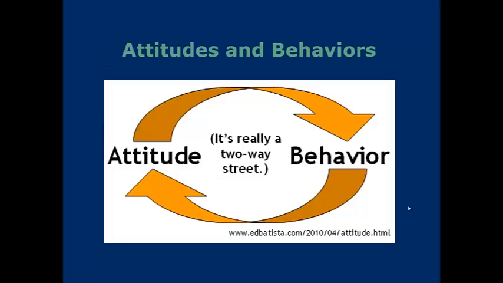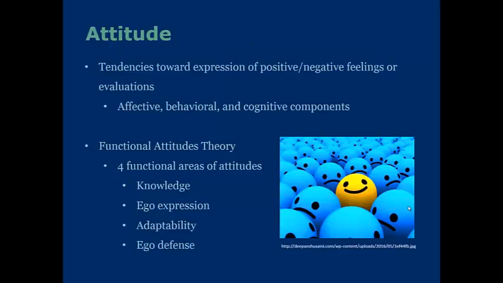Attitudes and behaviors are very important when it comes to group psychology. These are the things that are influenced by the group setting. An attitude is a tendency towards expression of feelings and evaluations. There are affective, behavioral, and cognitive components. More or less, attitude is how you appraise the world around you. The functional attitudes theory states that there are four functional areas of attitude. There's knowledge, ego expression, adaptability, and ego defense.